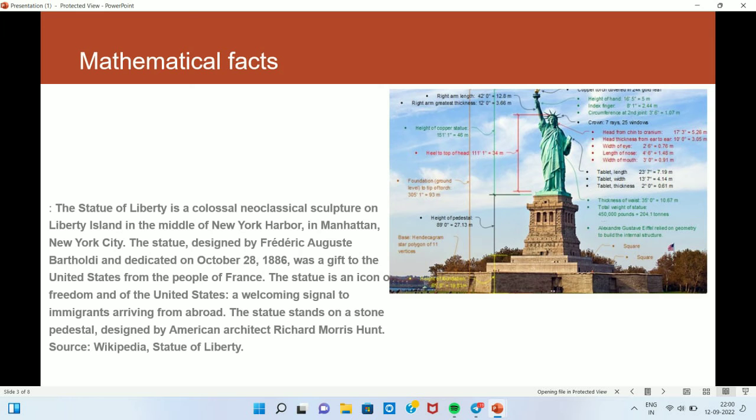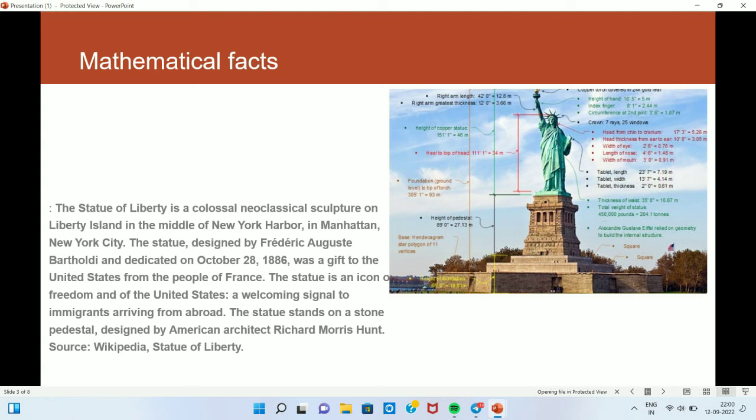The Statue of Liberty is a colossal neoclassical sculpture on Liberty Island in the middle of New York Harbor in Manhattan, New York City. The statue, designed by Frederick Auguste Bartholdi and dedicated on October 28, 1886, was a gift to the United States from the people of France. The statue is an icon of freedom and of the United States, welcoming immigrants arriving from abroad. The statue stands on a pedestal designed by the American architect Richard Morris Hunt. The source we have taken from Wikipedia.